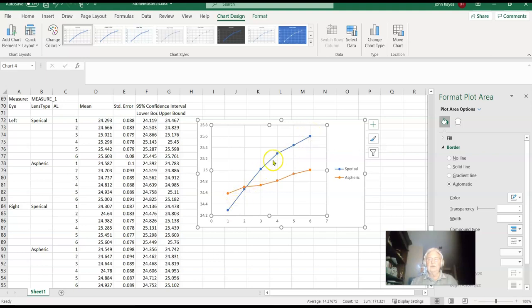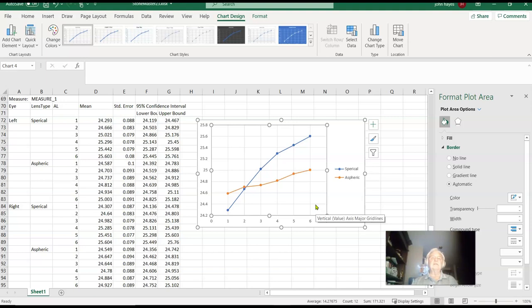Notice that the spherical lenses grow a whole lot more than the aspheric. Also notice that at the first year, there was a difference between these populations. So this is kind of bad. They're starting off at different places. That's why we're going to do propensity analysis. Match these guys. Everybody will start in the same place. All right.